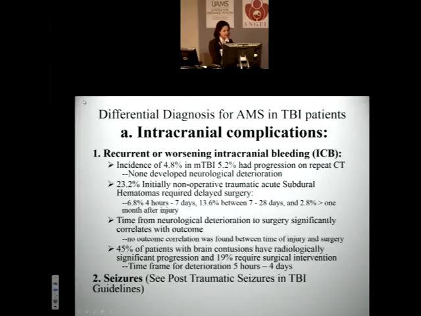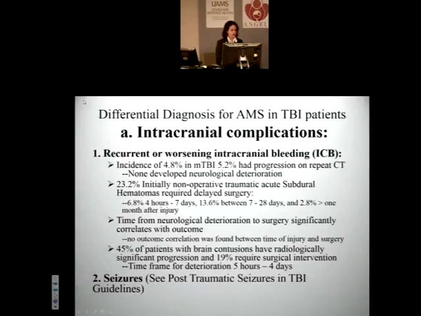Out of all intracranial bleeds, it seems that subdural hematomas are the ones that are most likely related to worsening, and 23% of initially non-operative patients with subdurals require delayed surgeries. Those surgeries most frequently happened, 7% of them happened within the first 4 hours to 7 days. More than double that happened within the first week to the first month, and then back down to 3% greater than 1 month after injury required surgery for chronic subdural hematomas.